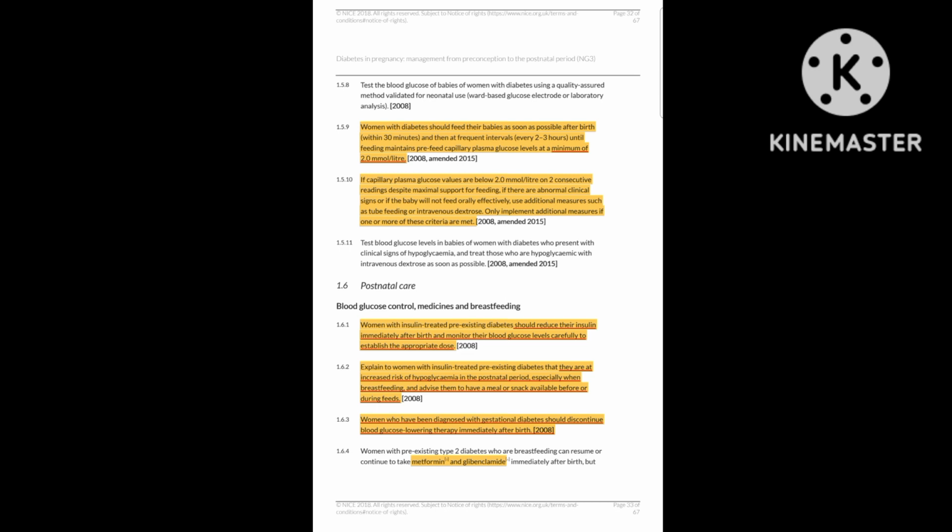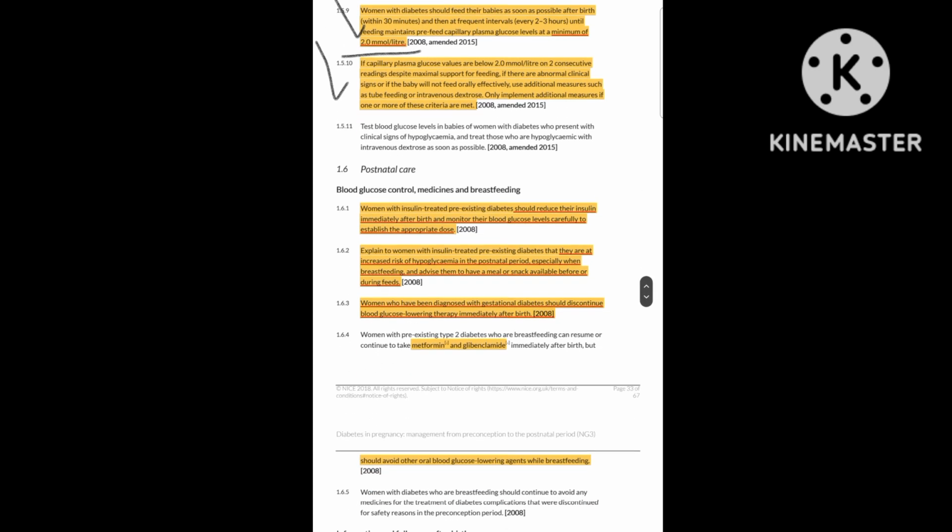Women with diabetes should feed their babies as soon as possible after birth, within 30 minutes, and then at frequent intervals, every 2 to 3 hours, until feeding maintains pre-feed capillary plasma glucose levels at a minimum of 2 millimole per liter. If capillary plasma glucose values are below 2.0 millimole per liter on 2 consecutive readings despite maximal support for feeding, if there are abnormal clinical signs, or if the baby will not feed orally effectively, use additional measures such as tube feeding or IV dextrose. Only implement additional measures if one or more of these criteria are met.